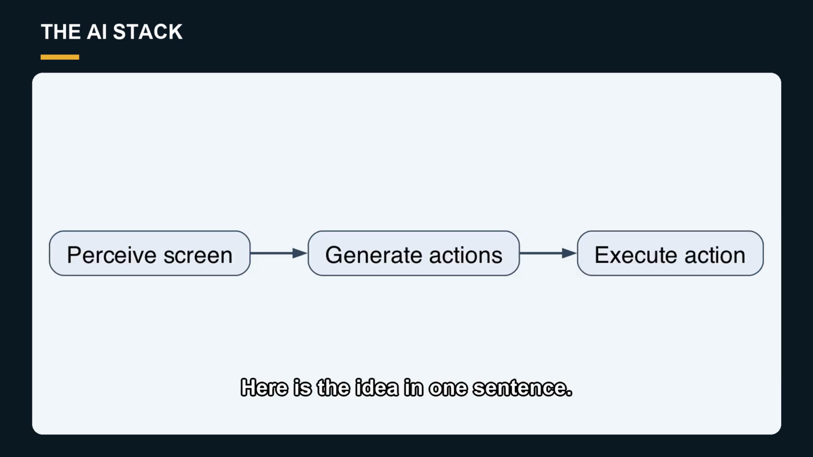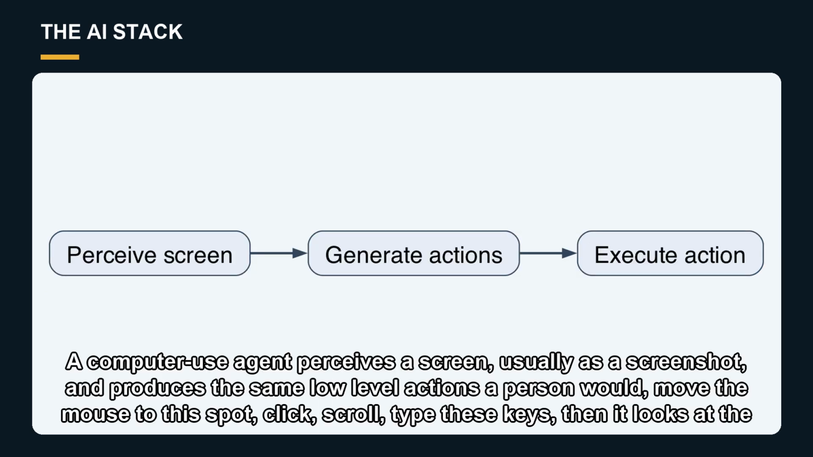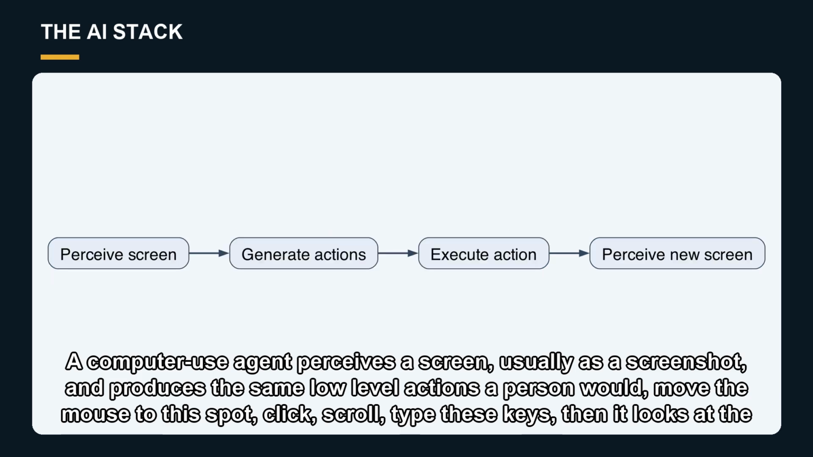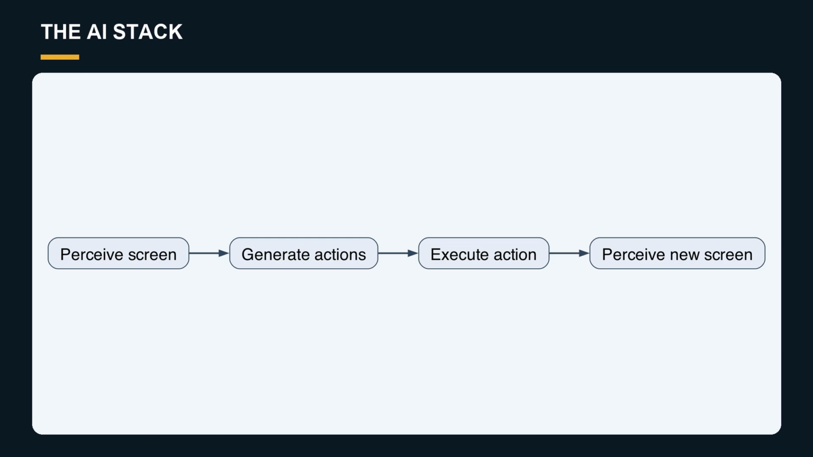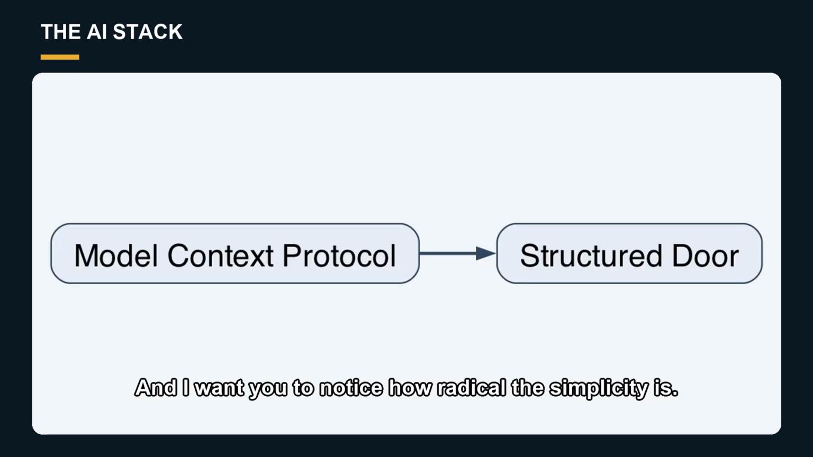Here is the idea in one sentence. A computer use agent perceives a screen, usually as a screenshot, and produces the same low-level actions a person would: move the mouse to this spot, click, scroll, type these keys. Then it looks at the new screen and does it again. That is it. And I want you to notice how radical the simplicity is.